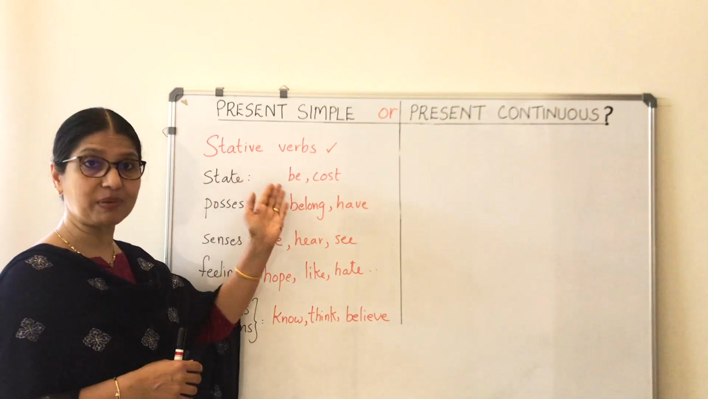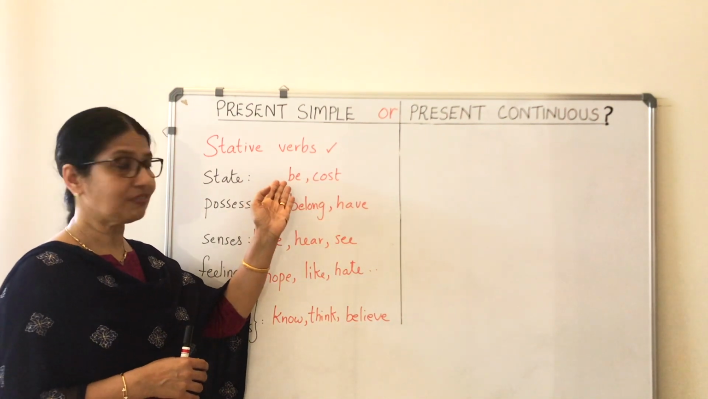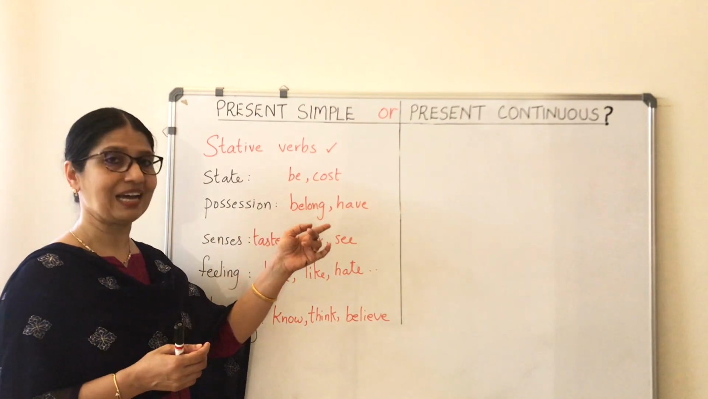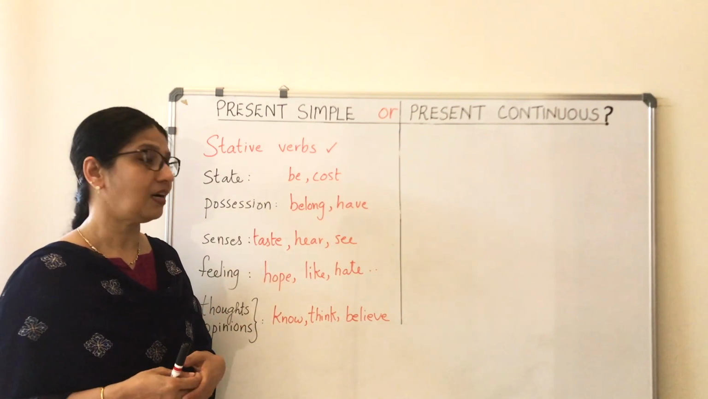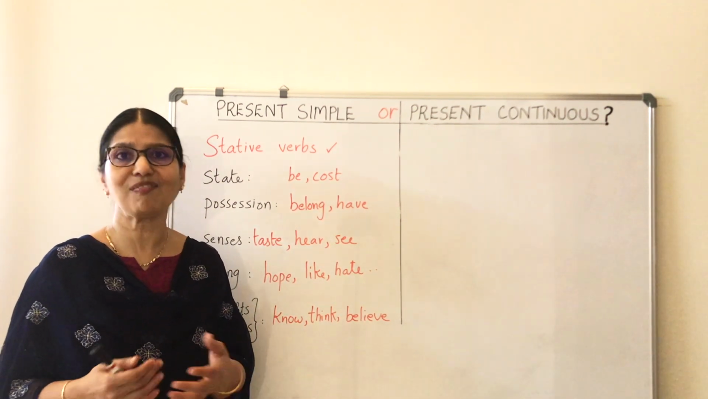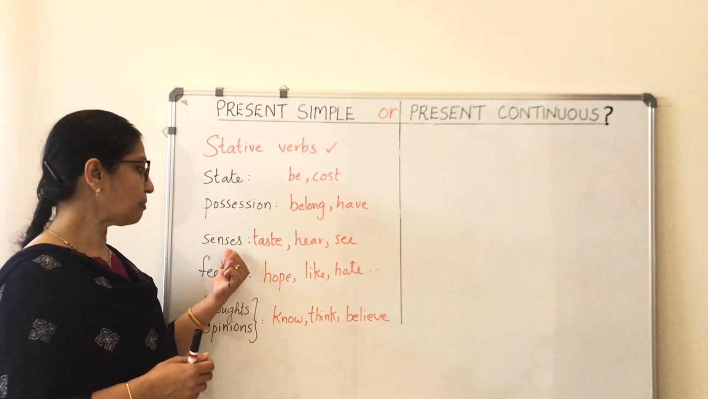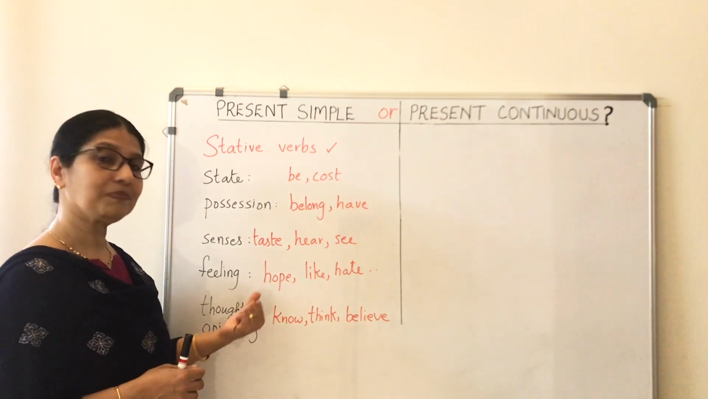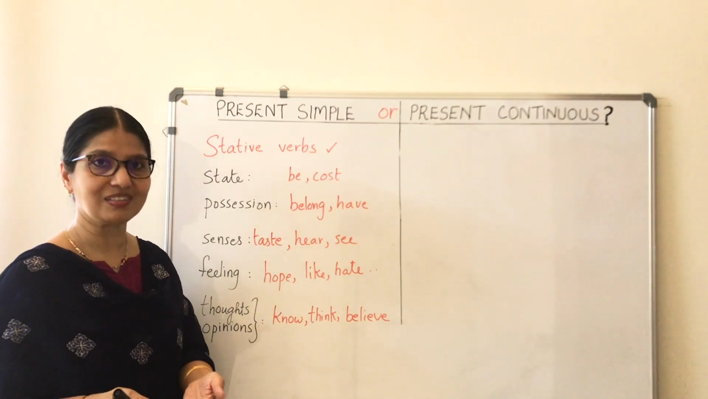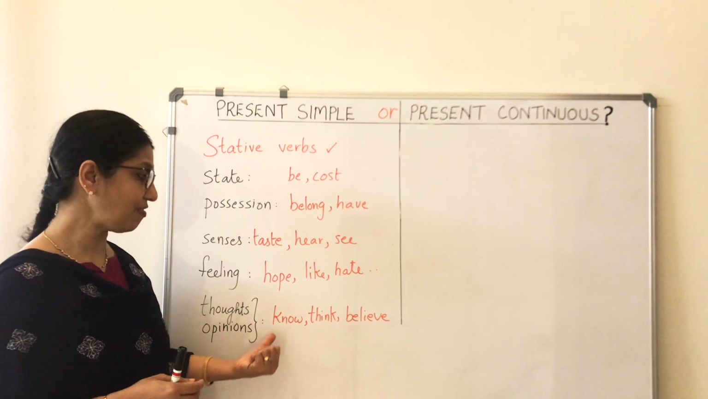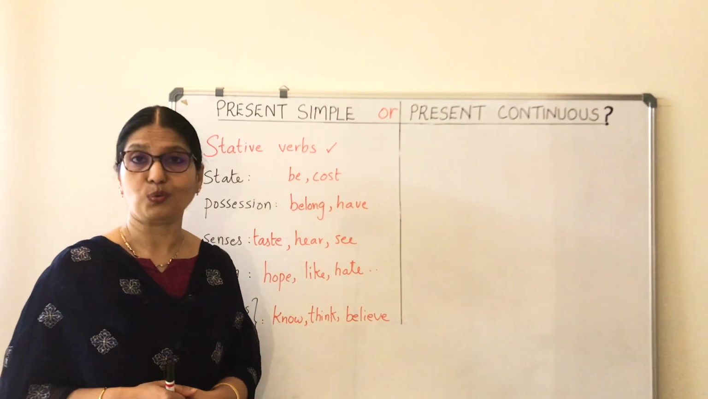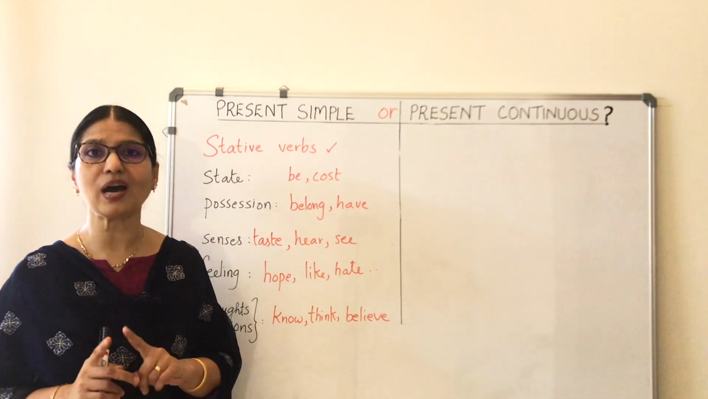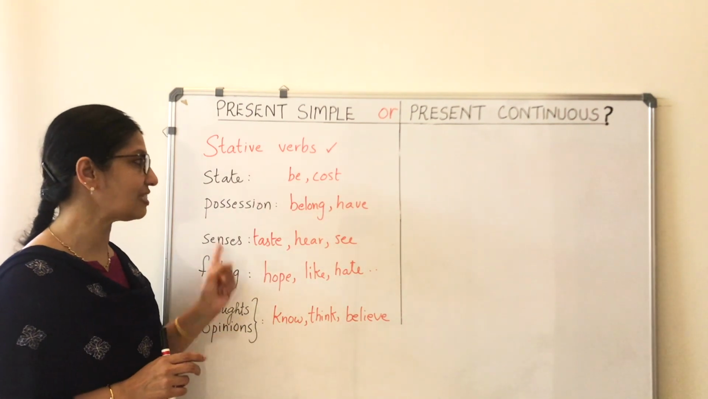For state you have be, cost, and so on. So here for be, we use the different forms of be. Possession, we have the verbs belong, have, etc. So we never say I'm having a car, we say I have a car. Talking about senses, we have taste, hear, see, etc. Feeling, hope, like, hate, prefer, and so on. And for thoughts and opinions, we have know, think, believe, etc. So we cannot say I'm knowing him, we say I know him. No ing is to be used with these kinds of verbs.